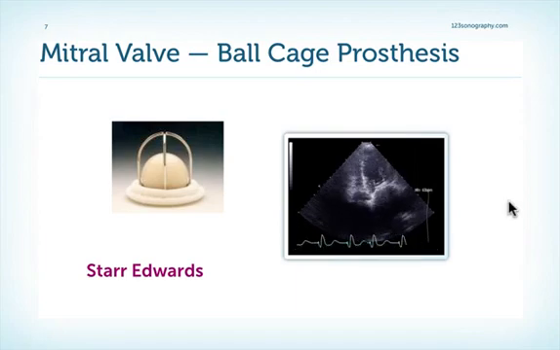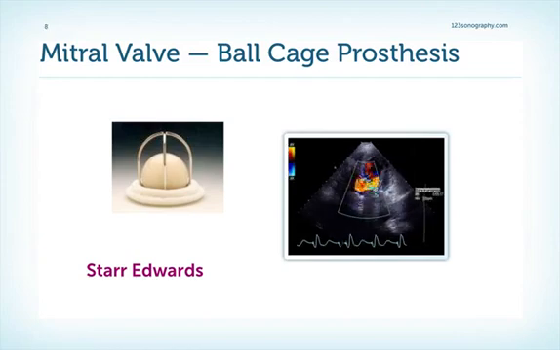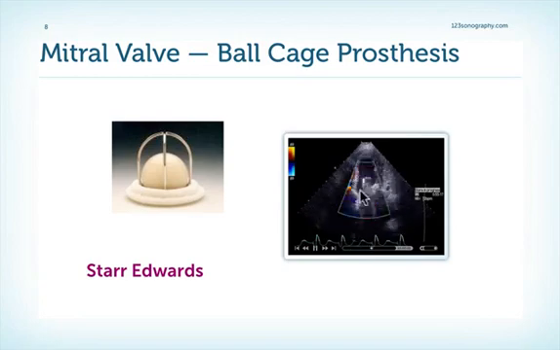So, this is a typical cage ball valve in 2D, and here is the same valve now with color Doppler. The typical finding here is that we have flow around the ball, which is usually of fairly high velocity, so we have aliasing.